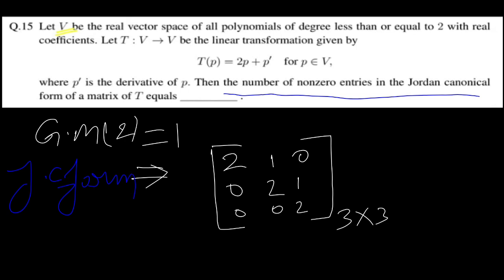Then you can conclude the number of non-zero entries in this 3 cross 3 matrix, which is 2 1 0, 0 2 1, 2. How many? 2, 1, 2, 3, 4, 5. The number of non-zero entries is 5. So the answer to this question is 5.